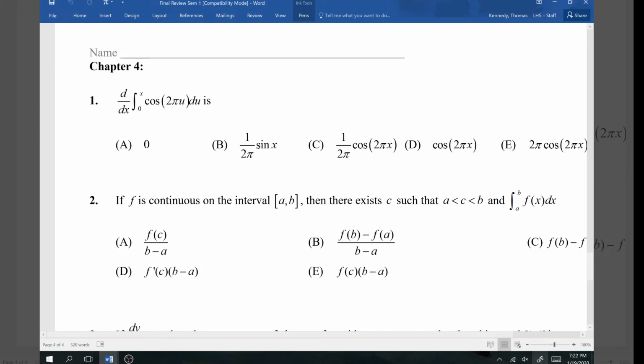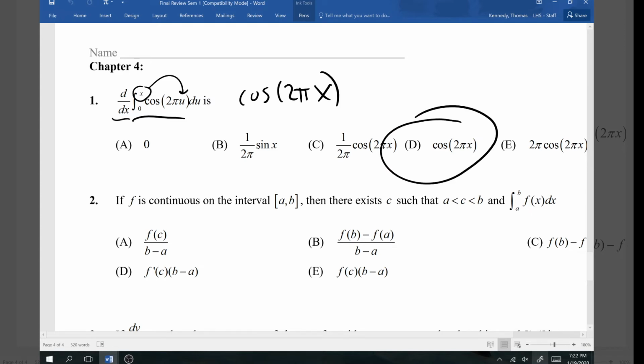Feel bad for them. All right, taking the derivative of an integral. This is just our second fundamental theorem of calculus. All you do in these is plug in whatever's here into your function. Because when you take the derivative of an integral, you should get back where you started. But if you plug a variable in, you get back where you started, except with that variable plugged in. So this is just cosine of 2 pi x, which is this guy right here.